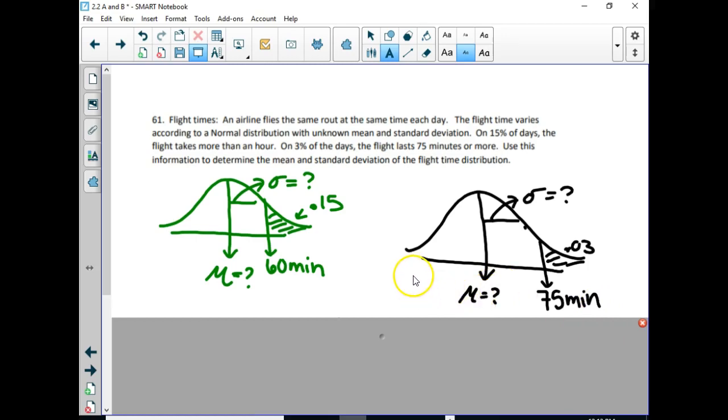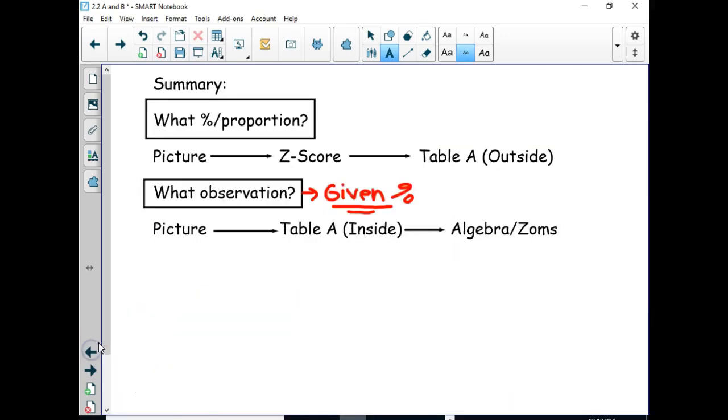Now I'm going to draw a new curve. Same mean, same standard deviation, both unknown. It takes 3% of the time, it takes the flight 75 minutes or more. I can set up these two pictures. Next, I know I was given a percentage. So when I'm given a percentage, I can go to table A on the inside and find it and get the corresponding z-score.